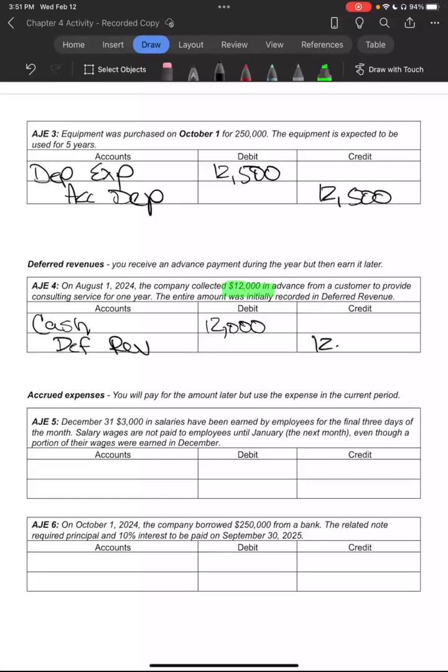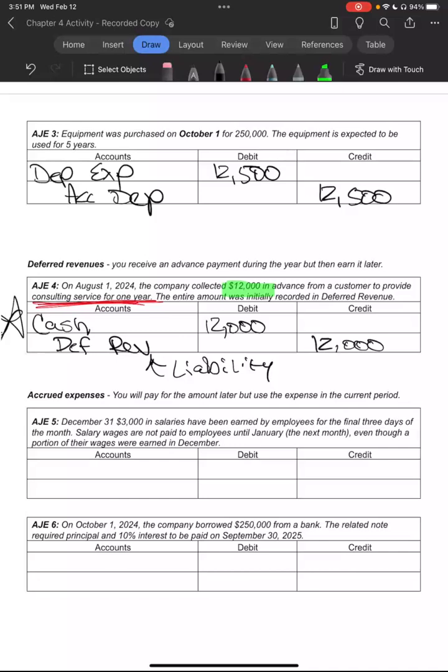This is our credit. Remember, this is a liability. It's a liability because we have not done anything to earn it yet. We are contracted for consulting. It tells us right there we are contracted for consulting. So we haven't done anything yet. As of August 1st, we haven't done anything. All we've done is just record the transaction.